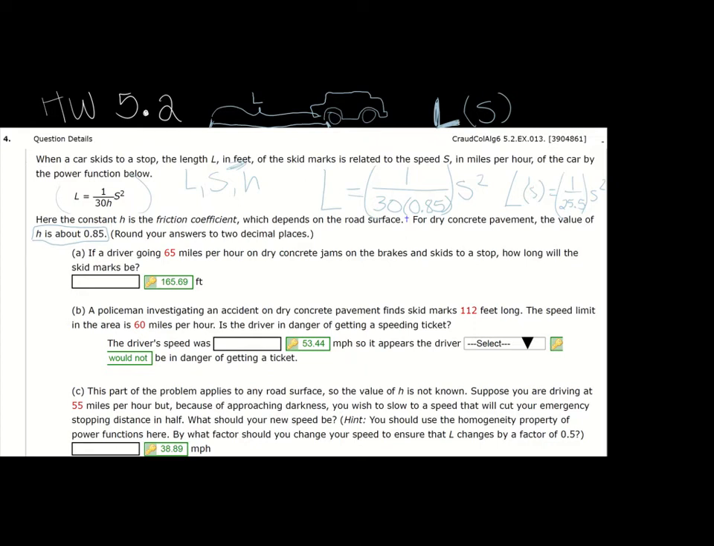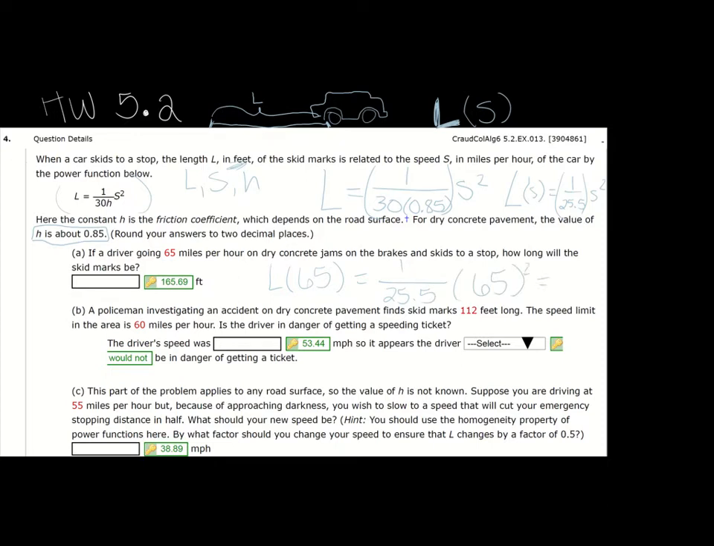So in part A, it asks us to apply this formula. If a driver is going 65 miles per hour on dry concrete, with that friction coefficient, H, they jam on the brakes and skid to a stop, maybe there was an emergency of some kind, how long will the skid marks be? All you're doing is substituting in 65 miles per hour for S. So go ahead and pop that in your calculator and see, do you get 165.69? I popped it into my calculator, L of 65, because S equals 65. 1 over 25.5 times 65 squared.